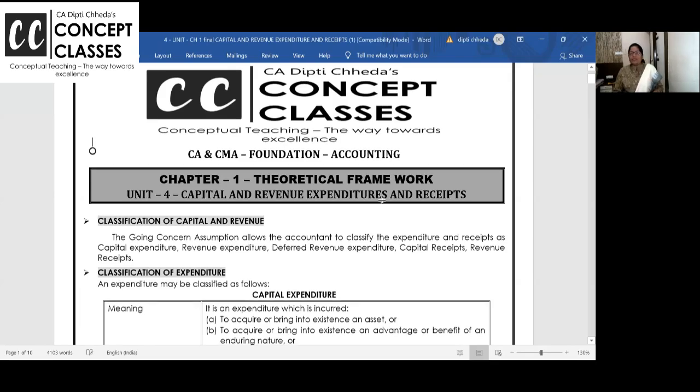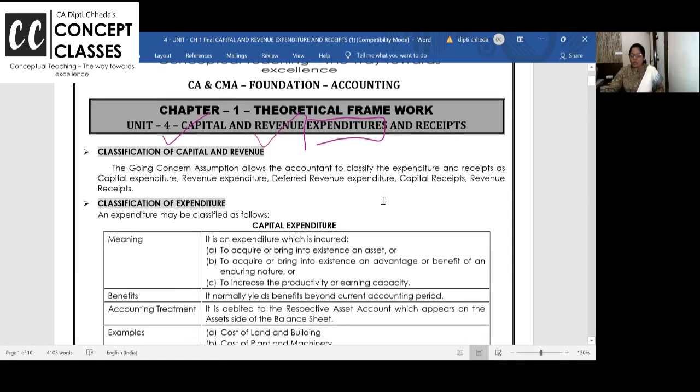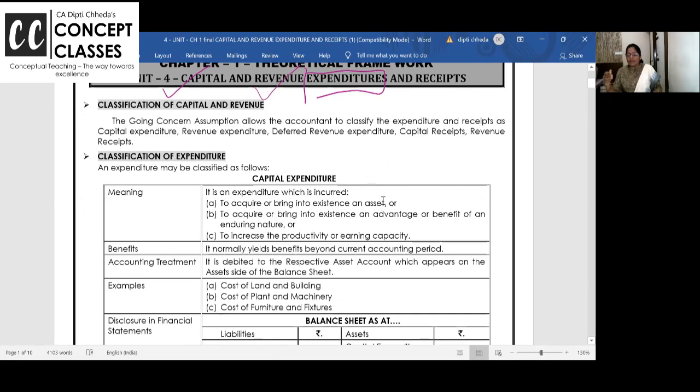So first of all, we know what is expenditure. Expenditure kya hai? It is outlay of money. Money is going out. But now we know that expenditure is to be debited. But if it is a capital expenditure, you will treat it as your asset. If it is revenue expenditure, it will go on to the P&L account. Now, how do you decide whether an expenditure is a capital expenditure or revenue?